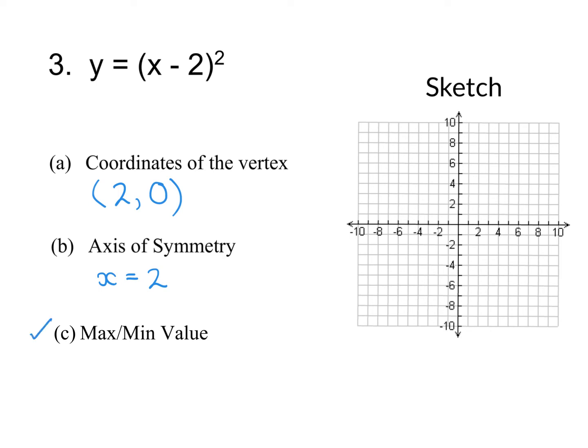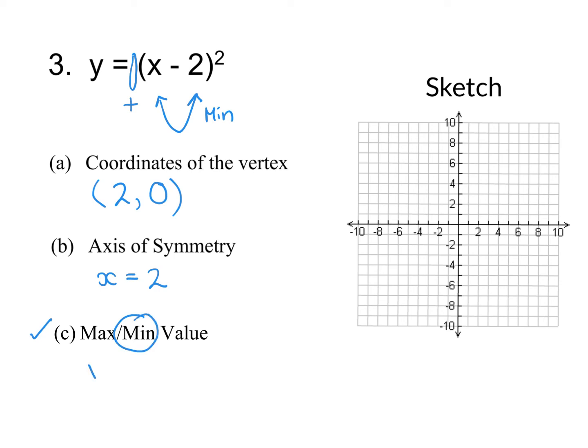Now let's move on to the max or min. Now look in front of the bracket. Notice again there's no sign here. That means it's actually a positive sign, meaning our graph is going to be right side up. So that's going to be actually a min. So let's circle the min.